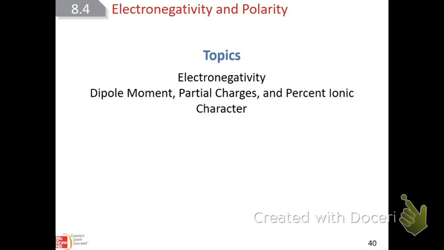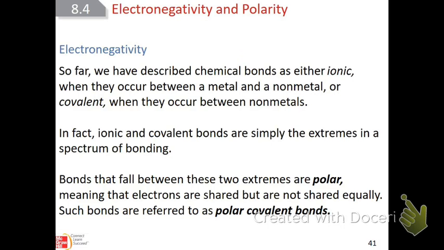Next up we have electronegativity, dipole moment, and then percent ionic character, which we're going to kind of gloss over some of those a little bit. But electronegativity we've already hit. I've already talked to you about electronegativity. We talked about electronegativity as it relates to electron affinity. So let's just kind of talk about electronegativity.